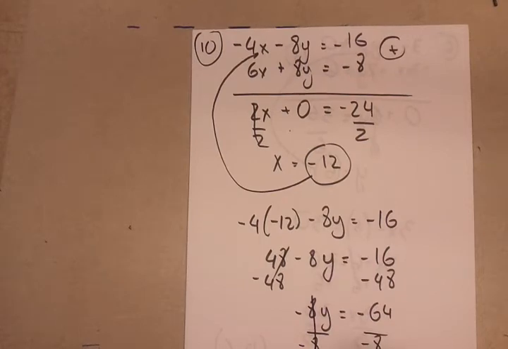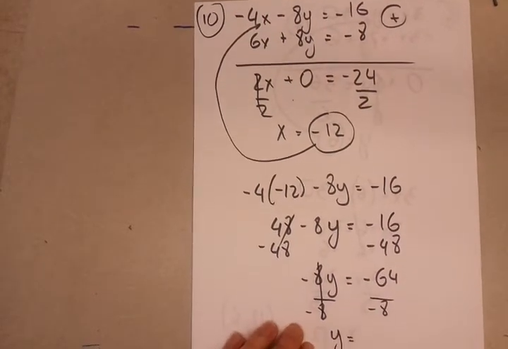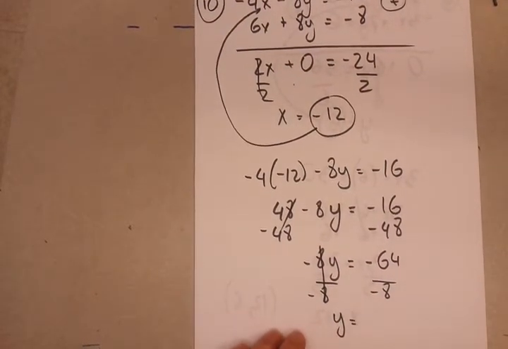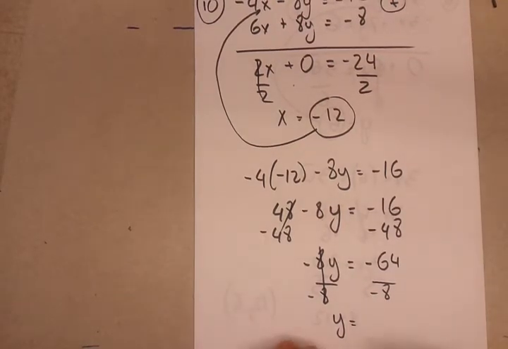Simplifies to 1. Sorry. And negative divided by negative, you're going to get a positive answer. And then 64 divided by 8 is going to be an 8. So just a positive 8.